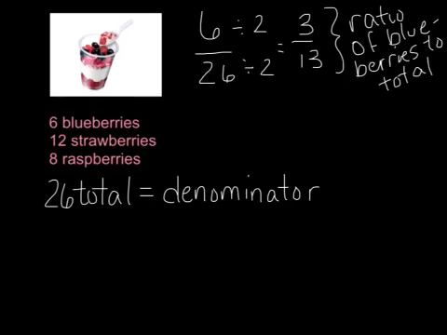We can also do this with the individual kinds of fruit for the other types of fruit, such as strawberries and raspberries. So if we wanted to do it with raspberries, we would say there are 8 raspberries out of the 26 total, and it looks like the GCF of those two numbers is also 2, so we divide by 2, and we'll get 4/13. So the ratio of raspberries to the total amount of fruit in the fruit and yogurt parfait is 4 out of 13.